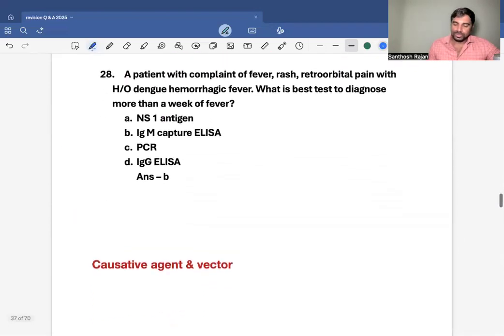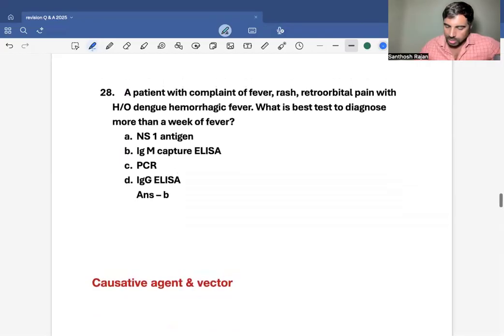Now, a patient complains of fever, rash, retroorbital pain with a history of dengue hemorrhagic fever. So they have already given retroorbital pain and hemorrhage, which means it's most likely dengue only. So what is the best test to diagnose? Which is the best test to diagnose? You know that very well.